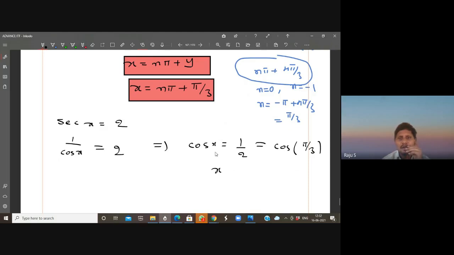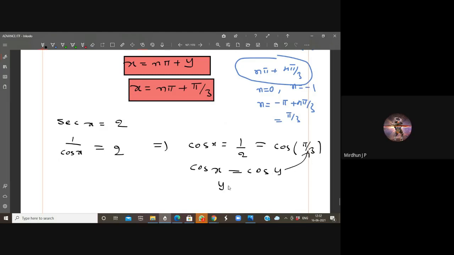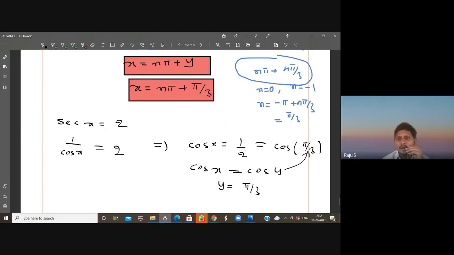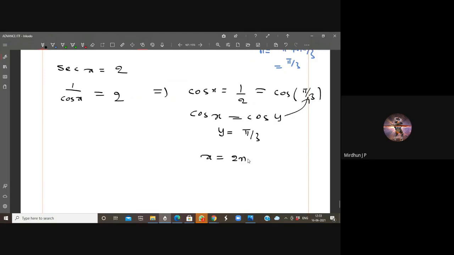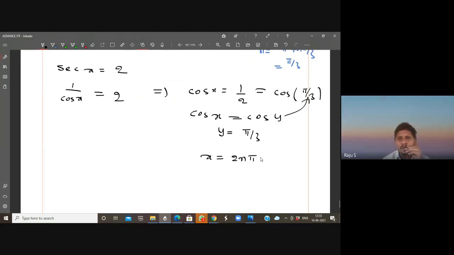If I compare this with cos x is equal to cos y, what is the y value here? Pi by 3. When cos x is equal to cos y, what is the general solution? X is equal to 2n pi plus or minus pi by 3. Am I right? Now this is the required general solution.